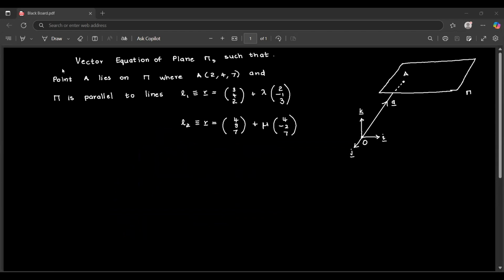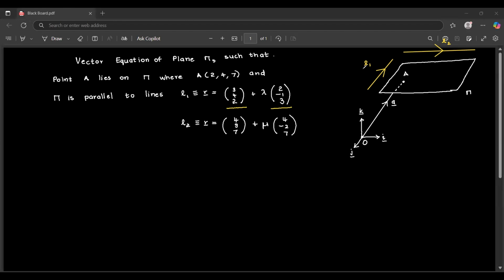So let's say this is L1 and let's say this is L2. They are parallel to the given plane pi. So let me write that down. The thing about L1 is that it is made up of a point vector and a direction vector. When we studied intersection between lines, we learned that the direction of the lines will be used to find the angle between those lines. You should remember that. Similarly, the direction vector of the given line will be parallel to the plane.